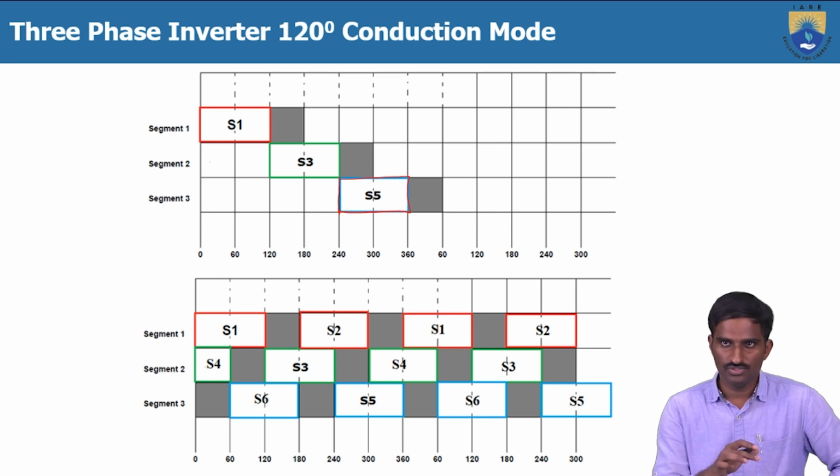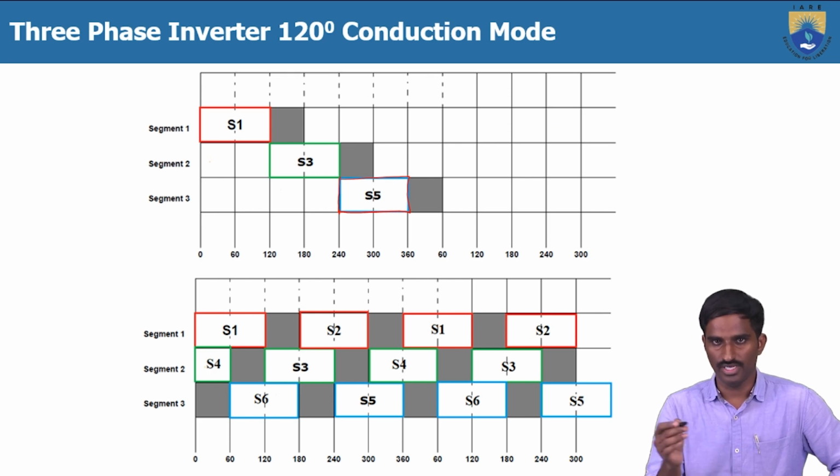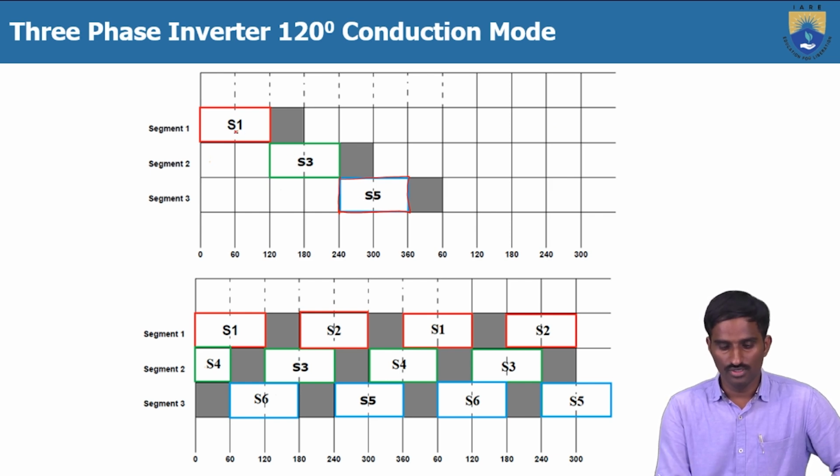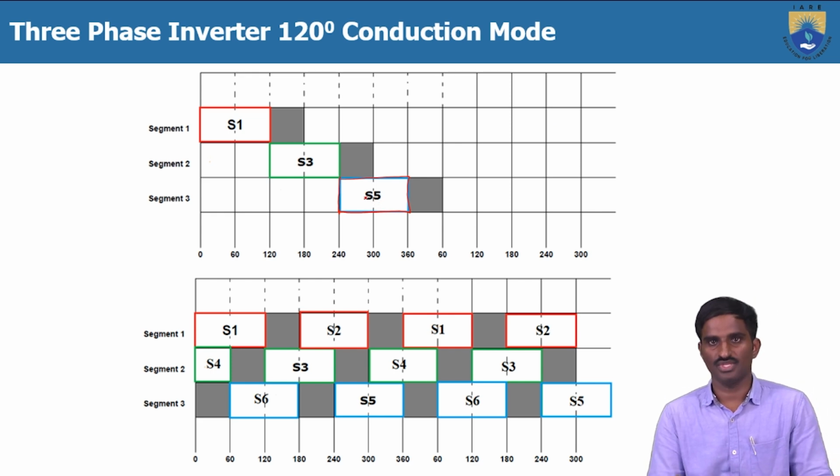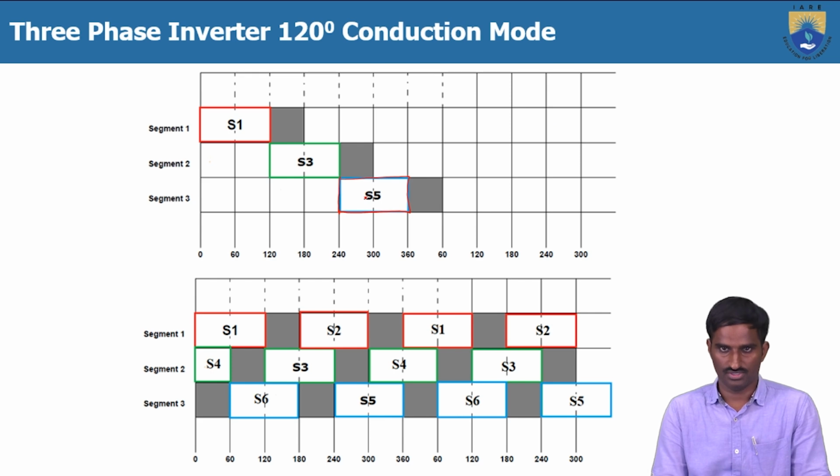So first we have represented the positive group of thyristors, which is S1, S3 and S5. S1 is connected in phase 1, S3 is connected in phase 2 and S5 is connected in phase 3, which means phase A, phase B and phase C. That's why the phase difference between the switches in the positive group of thyristors is 120 degrees. First S1 is turned on, after 120 degrees S3 is turned on, after another 120 degrees S5 is turned on. Then we will also indicate the other switches.